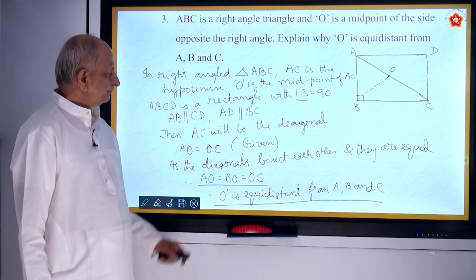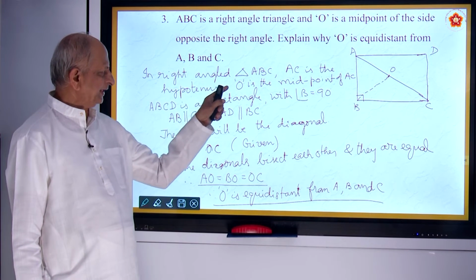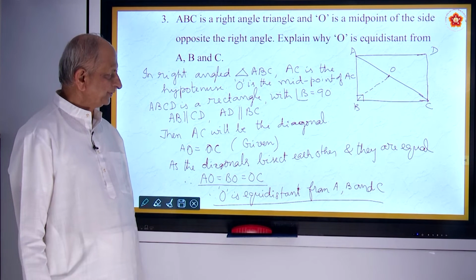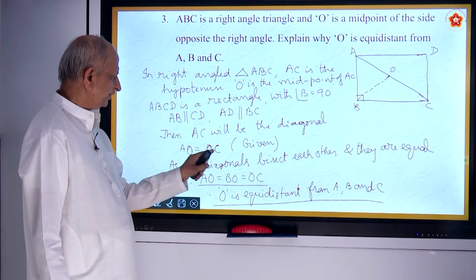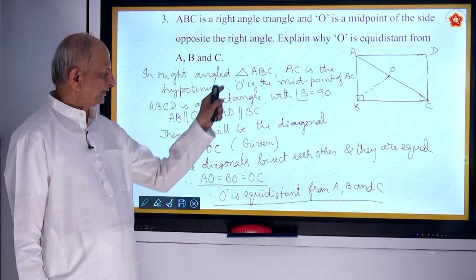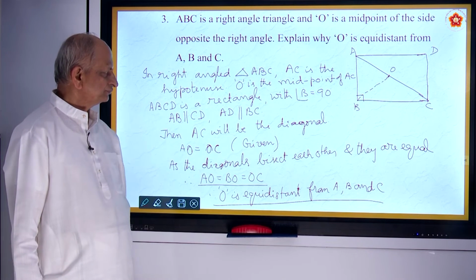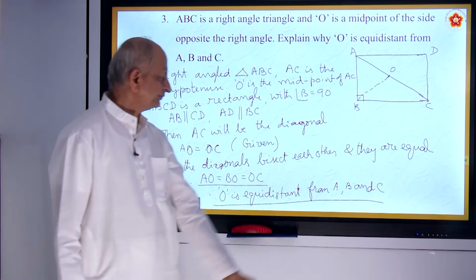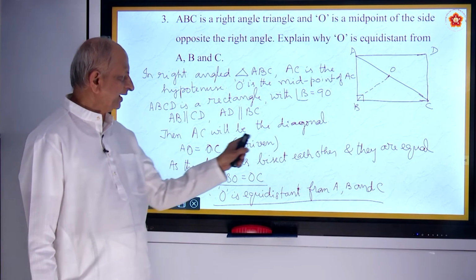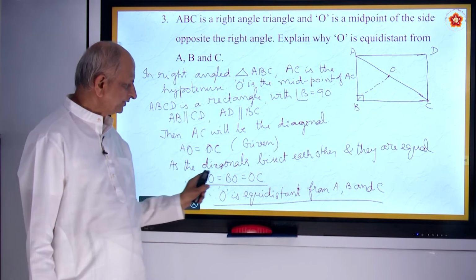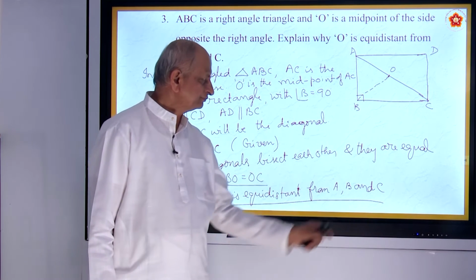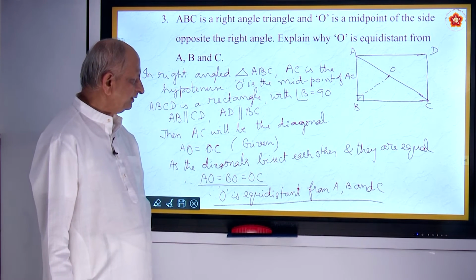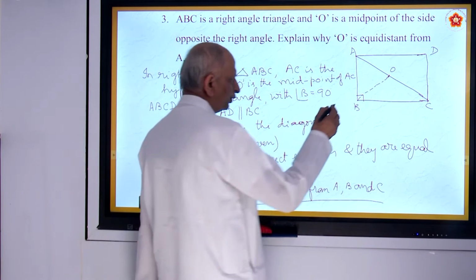So, what have you done? In right angle triangle ABC, AC is the hypotenuse and O is the midpoint of AC. When you say O is the midpoint, AO is equal to OC. Now, you complete the rectangle. Why is it a rectangle? Angle B is 90 degrees, therefore it is a rectangle. In a rectangle, AC will be the diagonal and the diagonals bisect each other and they will be equal. So, the diagonals AC and BD can produce it also.